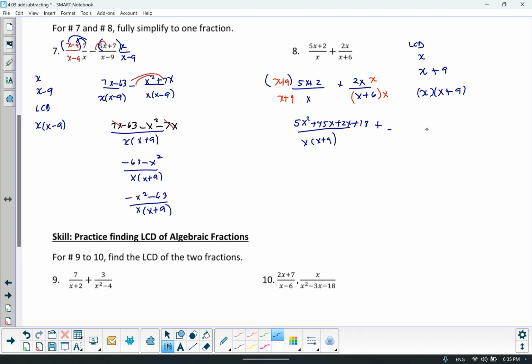Now, for the second fraction, I can just distribute that x to the single term to get 2x squared. And so I'm going to now combine like terms. 5x squared and 2x squared is 7x squared. 45x plus 2x is 47x. And then there's nothing to combine with the 18.